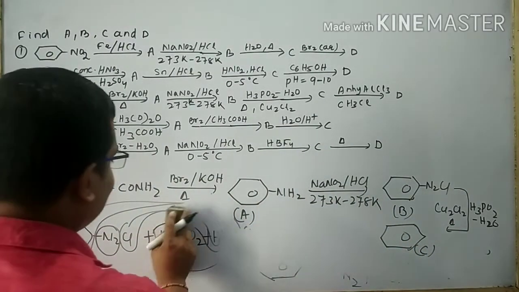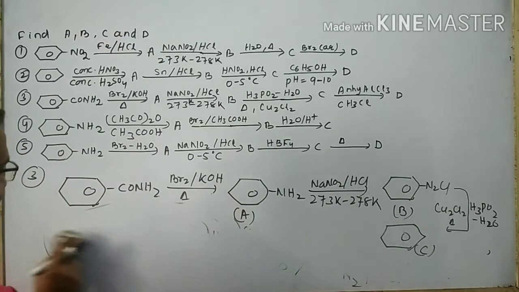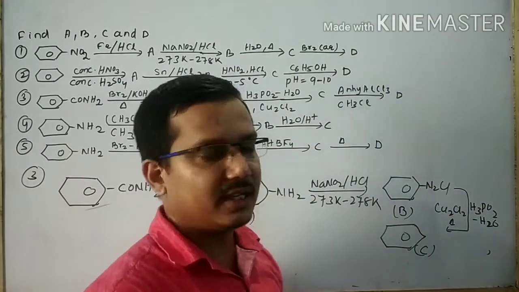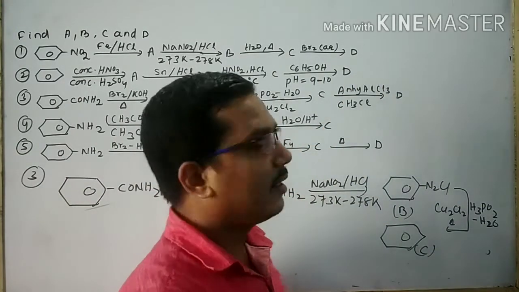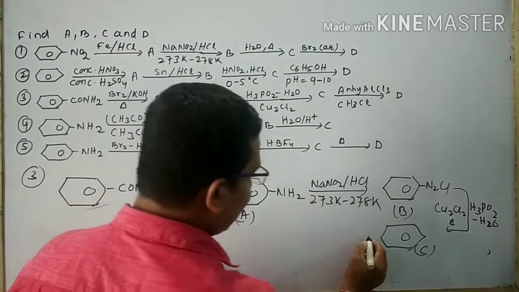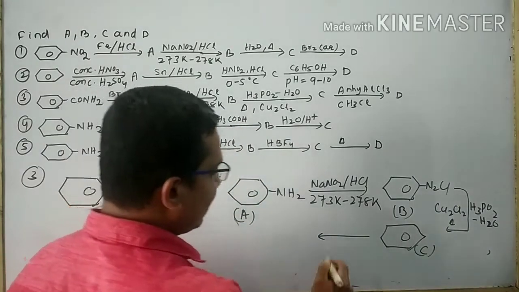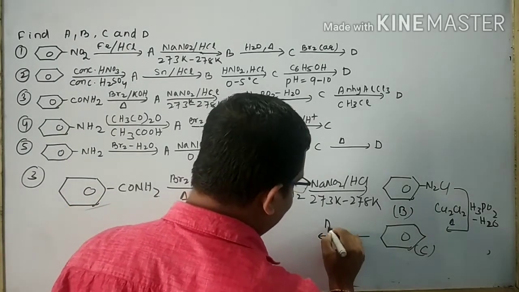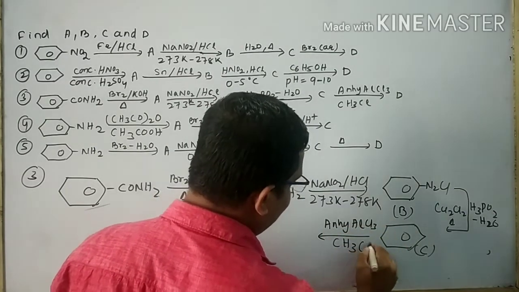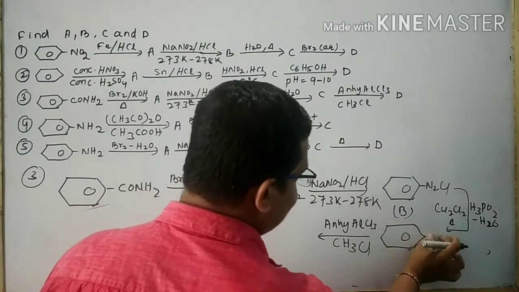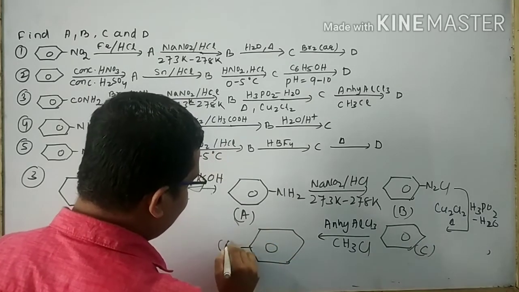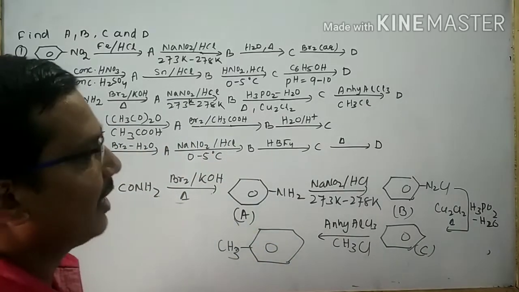Again the benzene is subjected to reaction with CH3Cl in the presence of anhydrous AlCl3. This is called Friedel-Crafts alkylation. That means CH3 will attach with the benzene ring and form the alkyl benzene. So we can write here anhydrous AlCl3, CH3Cl. Here CH3 will attach with the benzene ring and form methyl benzene, that is called toluene, and it is considered as the product D.